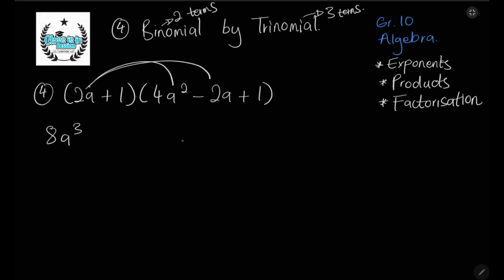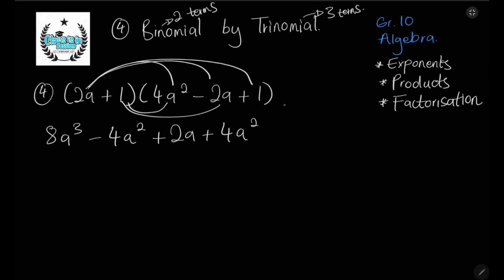2a times negative 2a. 2 times negative 2, we have a negative 4. A times a, we get a squared. 2a times positive 1 is just 2a. 1 times 4a squared is 4a squared. 1 times negative 2a is negative 2a. 1 times 1 is 1.